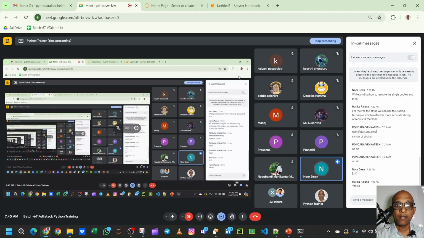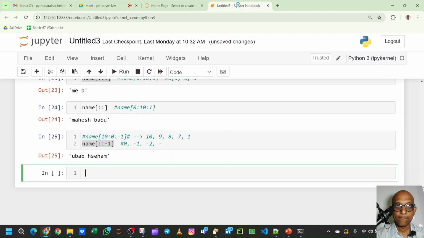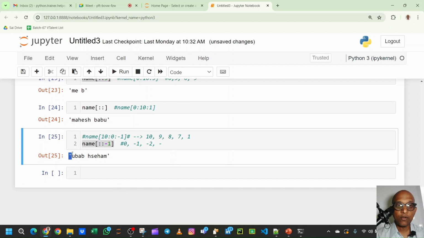I have a doubt actually. Yes, Noor, tell me. How to remove the single quotes while printing? This one you're talking about, single quotes? So you need to remove this. This is a representation that whatever content is present between the opening single quote and closing single quote is a string. It is a representation of the string here.